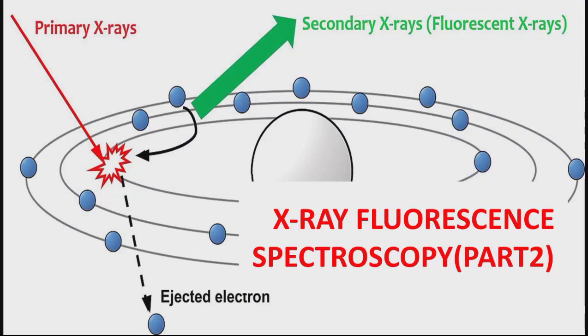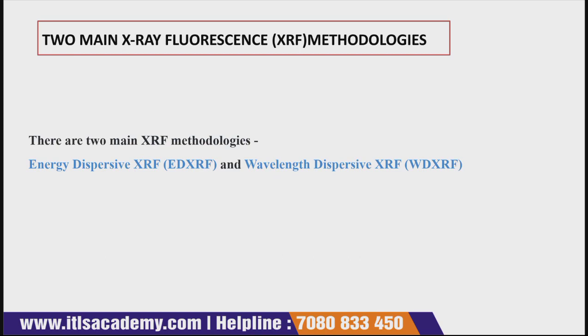So today in this lecture we are going to study the next part of X-ray fluorescence spectroscopy. In the previous lecture we discussed the details of X-ray fluorescence spectroscopy, that is the introduction, their principle, their advantages, disadvantages and the parts. Today we are going to study the two main X-ray fluorescence methodologies.